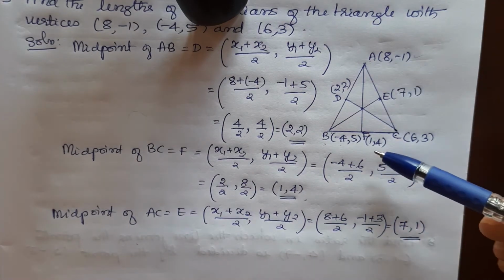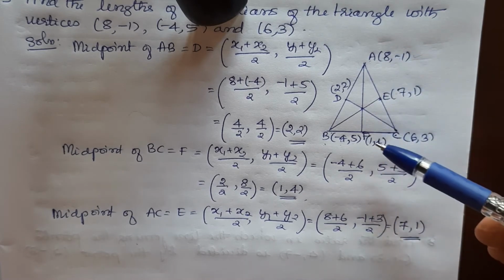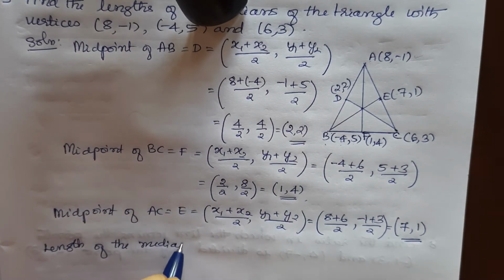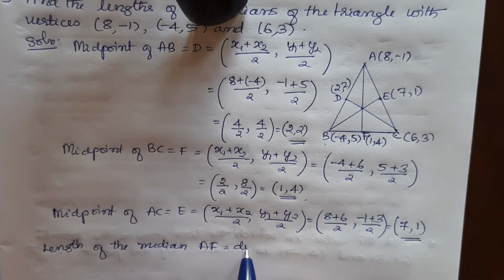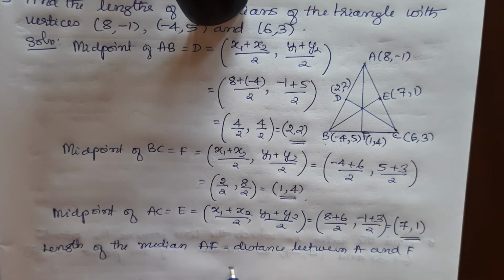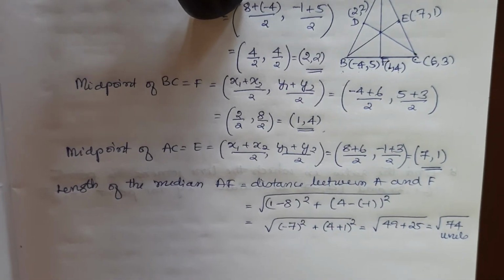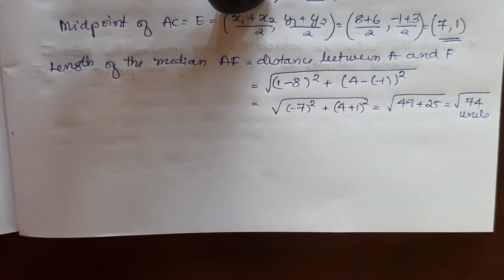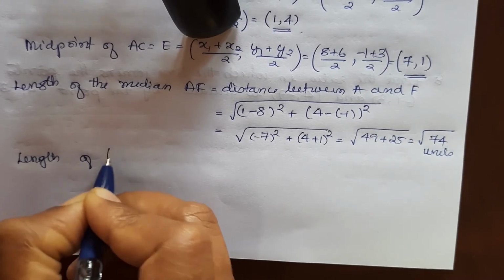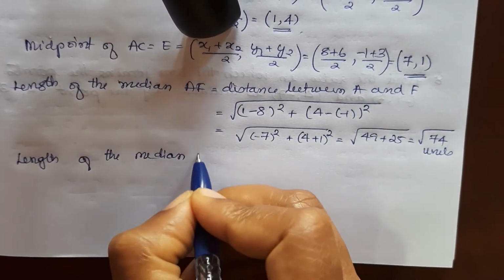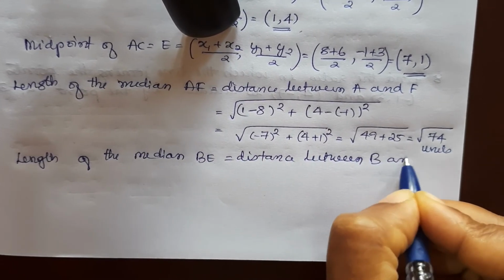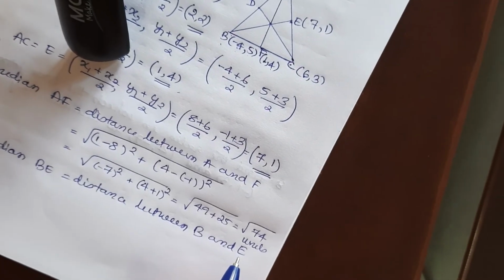Now we shall find the length of the median. The length of the median AF is nothing but the distance between the points A and F. So the length of the median AF is equal to the distance between A and F. Similarly, we shall find the length of the median BE, that is the distance between B and E.